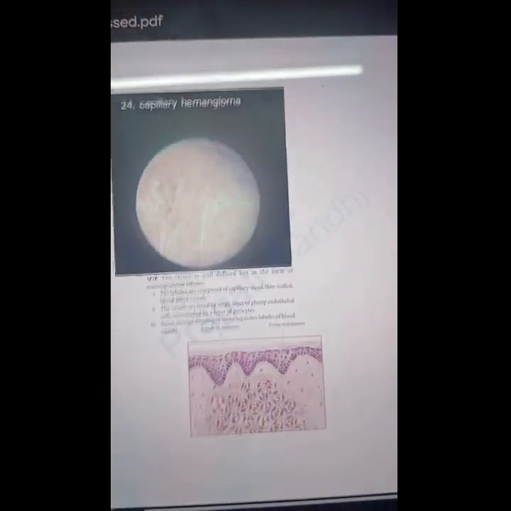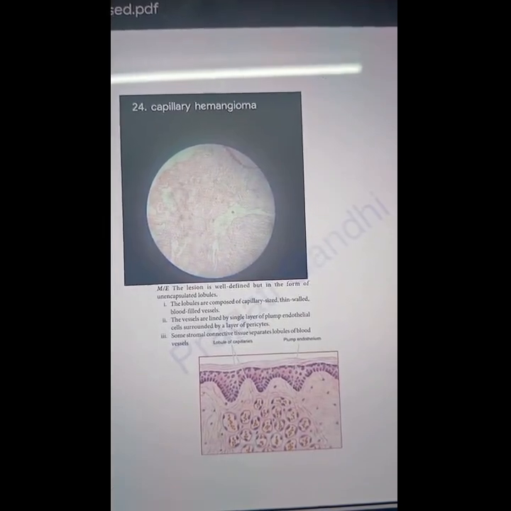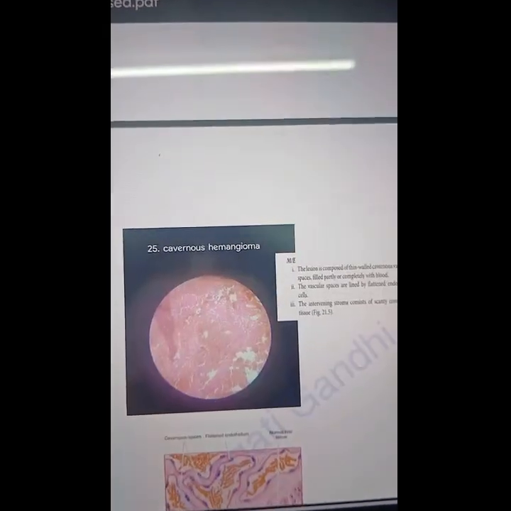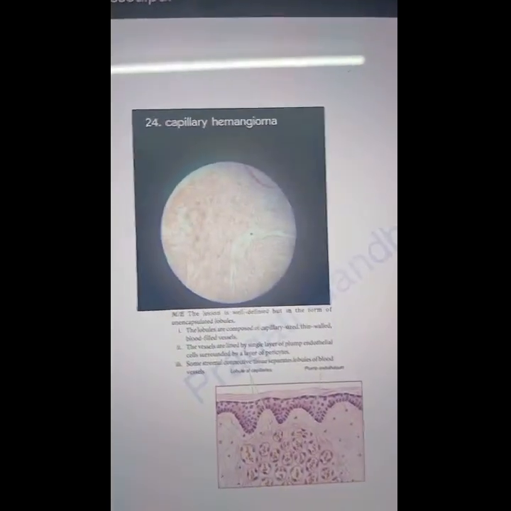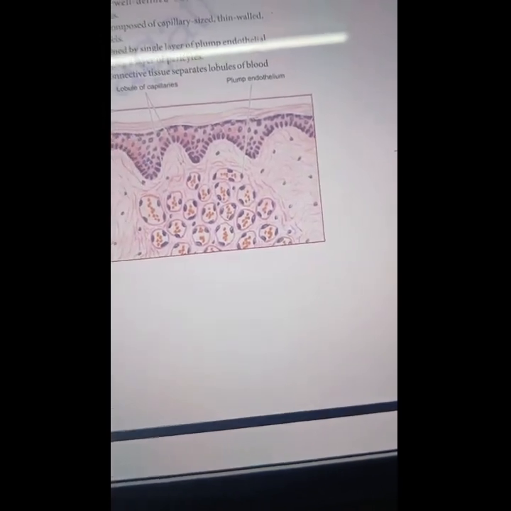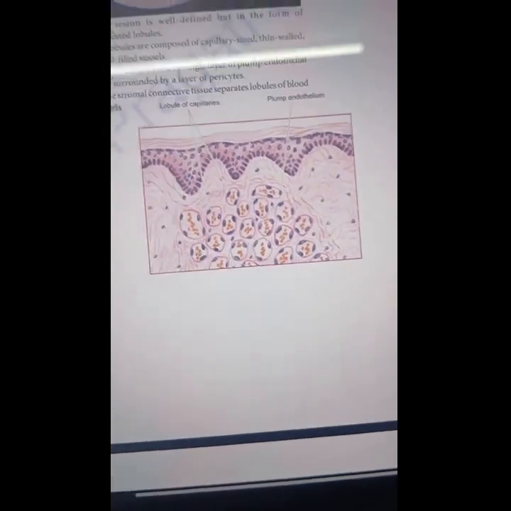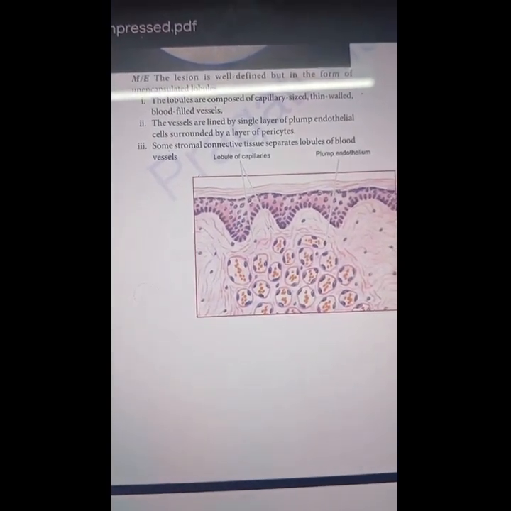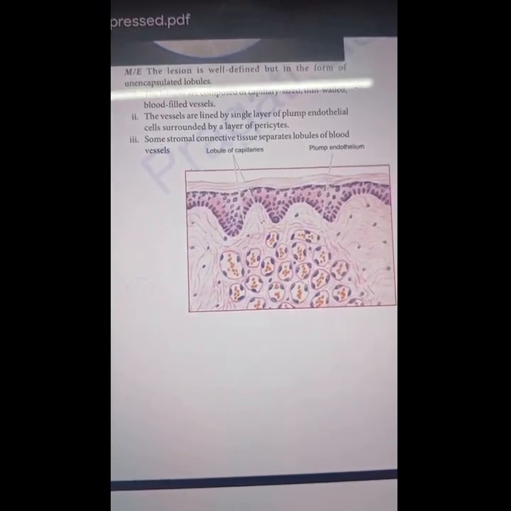Next one is capillary hemangioma. Now we will discuss two important hemangiomas, which are capillary hemangioma and cavernous hemangioma. So what is there in capillary hemangioma? The important thing is that we observe lobules of capillaries. The lobules are composed of capillary size thin walled blood filled vessels.